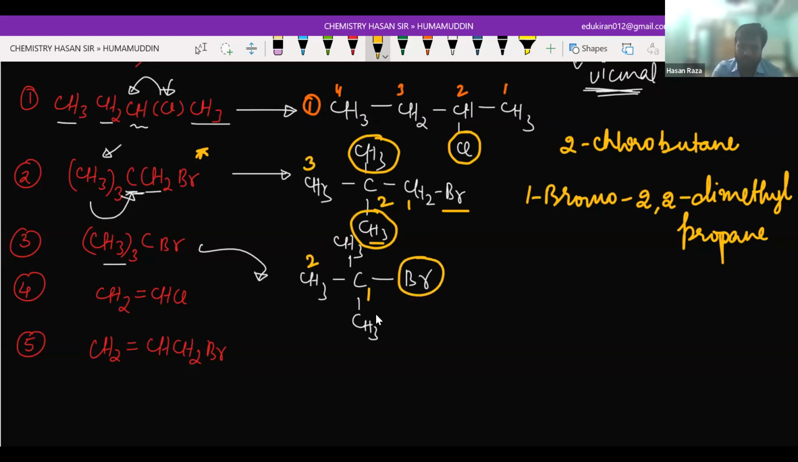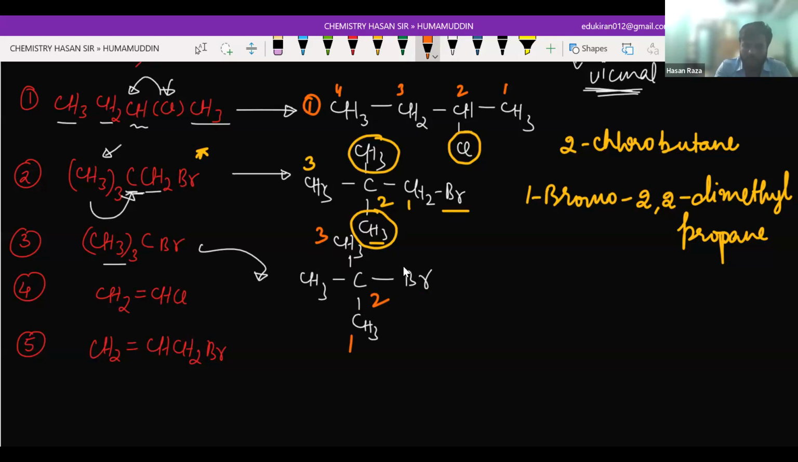So there is a branch 1. No, it's wrong. Just wait a minute. You need the longest parent chain. So you are going to write 1, 2, 3. Because if you go from left to right or right to left, you will get 2 carbons in the parent chain. But if you go from top to bottom or bottom to top, you will get 3 carbons in the parent chain. So we give first priority to getting the maximum number of carbons in the parent chain.